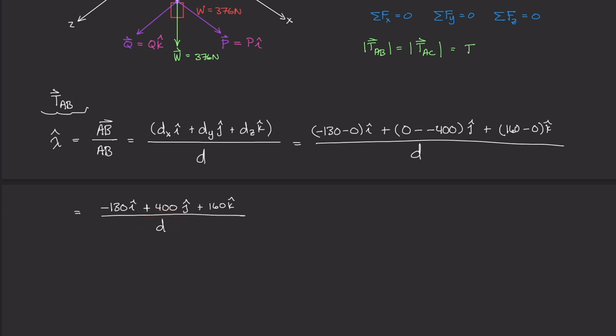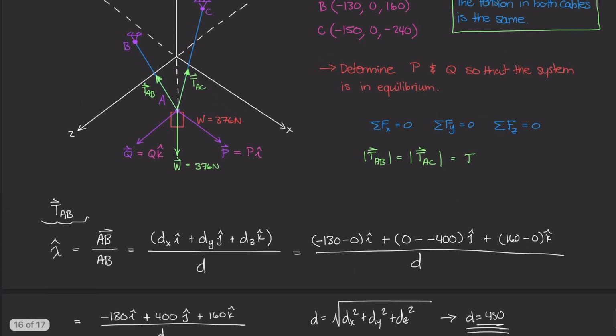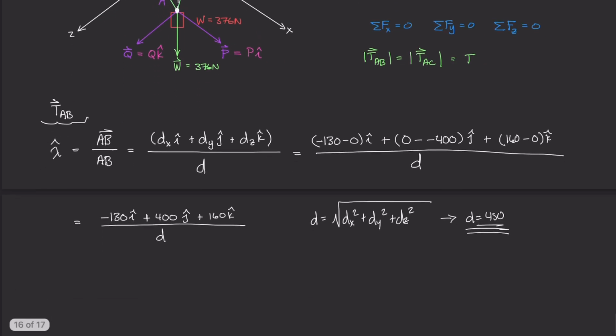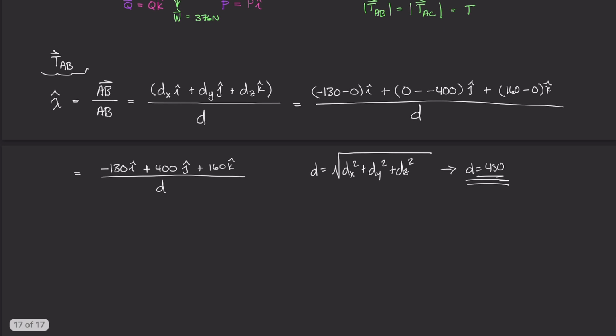Well, d is just going to be the root sum square of all three of these distances. So in other words, d is going to be dx squared plus dy squared plus dz squared, all square rooted. And if we plug in the values of dx, dy, and dz, we get a value of d to be 450. So that is our value for d. That is the absolute distance from point A, which is right here, all the way to point B. Okay, awesome. So that pretty much gives us our lambda value for AB.